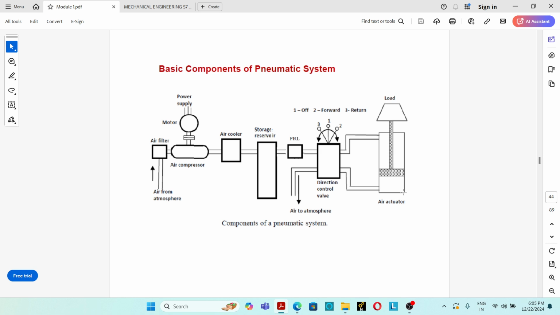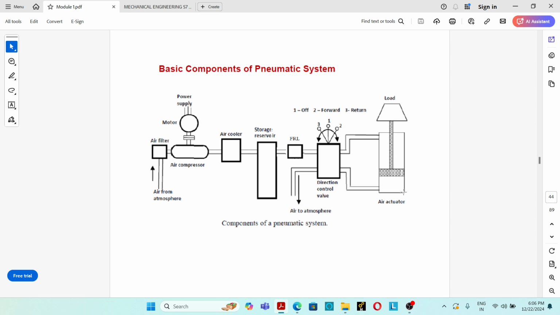What are the components of a pneumatic system? In the case of a pneumatic system, the working fluid is pressurized air, compressed air or gas. That's the important point: the working fluid is compressed gas or air. What are the various components in a pneumatic system? Air filter, compressor, air cooler, storage reservoir, FRL unit, direction control valve, pneumatic actuator.